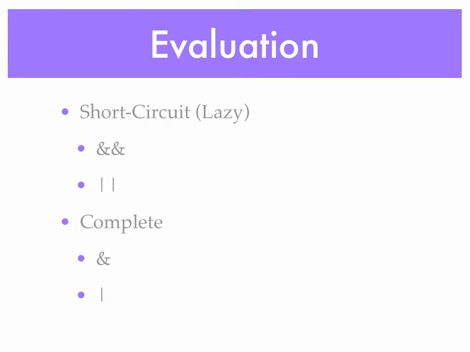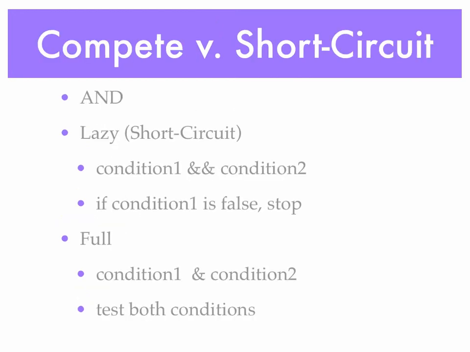Now, when we talk about the evaluation done under Boolean logic, we have both short circuit or lazy evaluation and complete evaluation. Short circuit evaluation is symbolized by the double ampersand and the double or, the symbols that we've used thus far. Complete evaluation is a single ampersand or single pipe, and we'll talk about that. Complete versus short circuit evaluation.